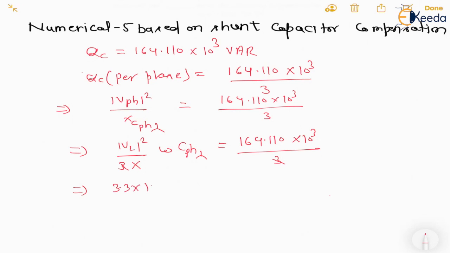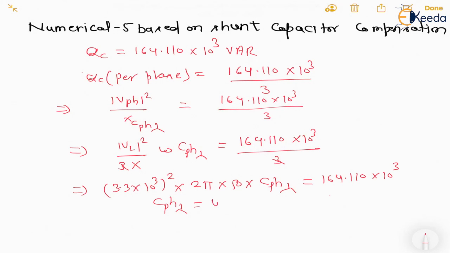So 3.3 into 10 to the power 3, squared, into omega, which is 2 pi into 50, into CPH star, is equal to 164.110 into 10 to the power 3. From here I can write directly that CPH star is equal to 47.96 microfarad. So this is all about this numerical. Thank you.